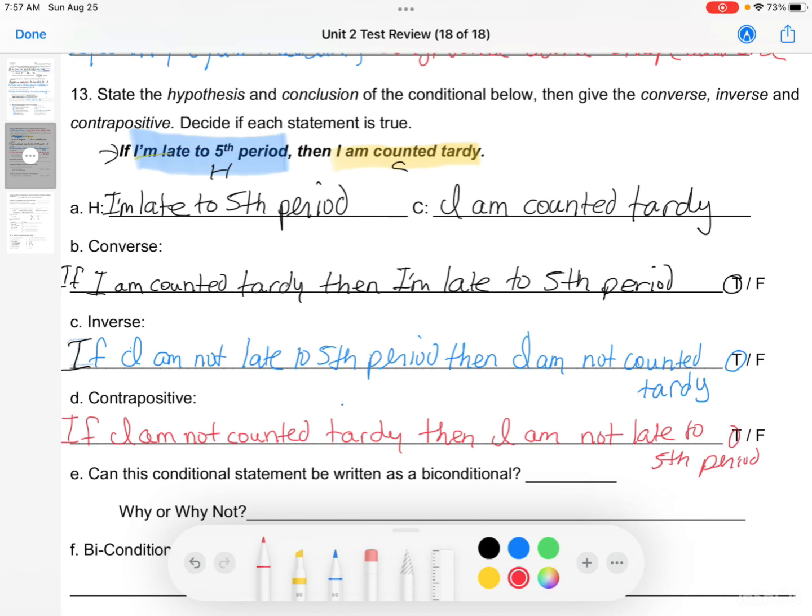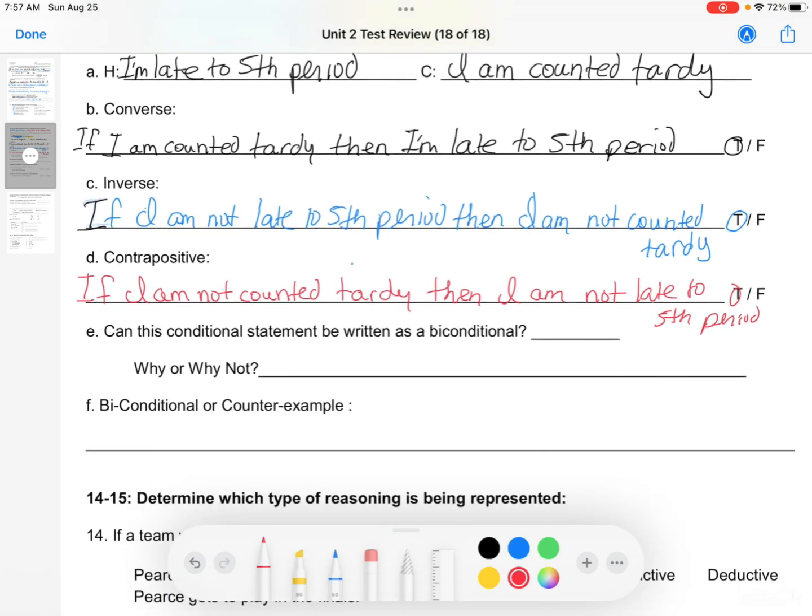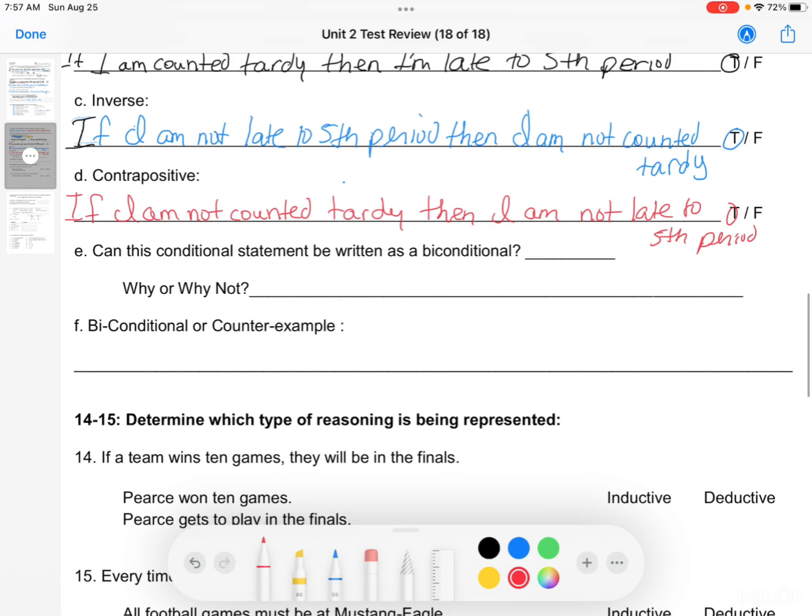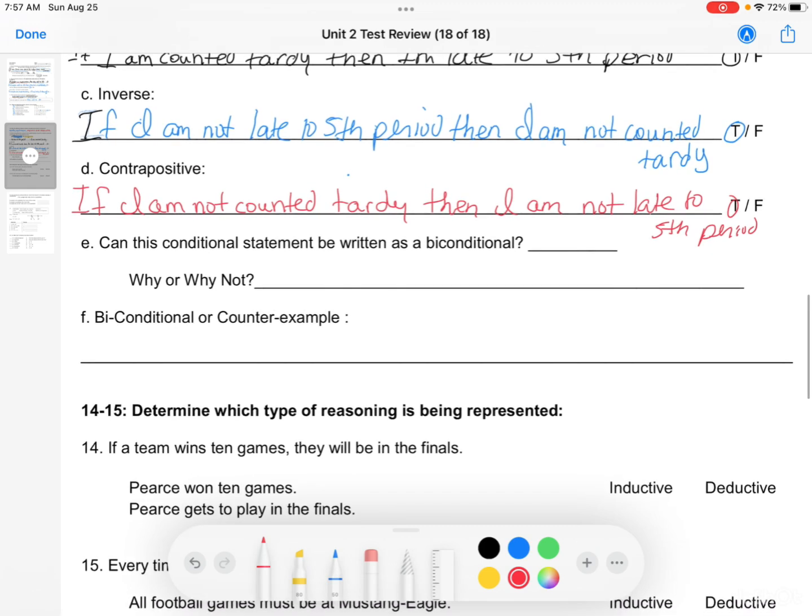Okay, so the fact that it's true going in both directions, the original and the converse, I can go ahead and count this as a biconditional. And the biconditional is if you put if and only if. Yes, it can be written as a biconditional because the conditional and the converse are both true.